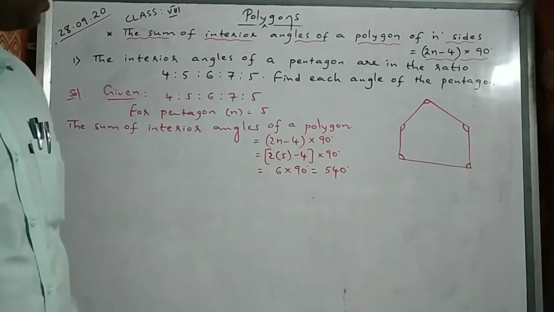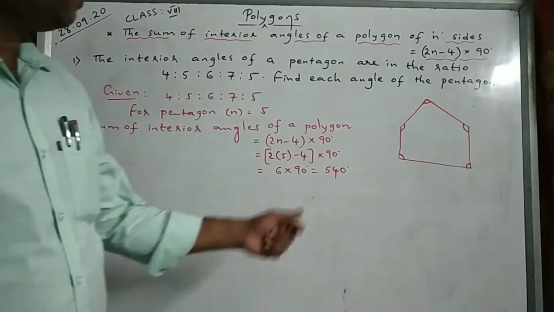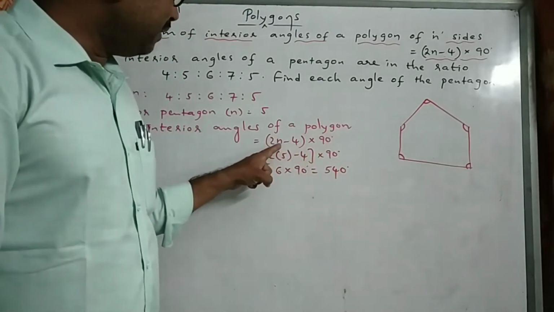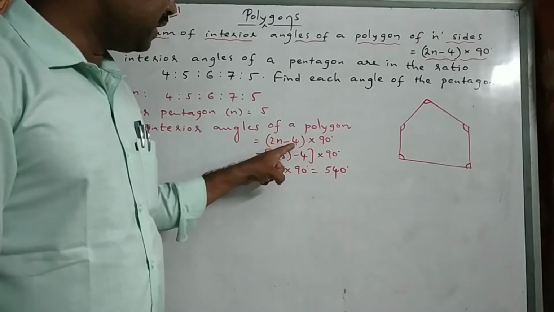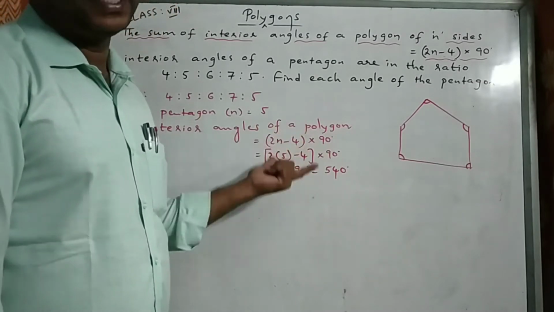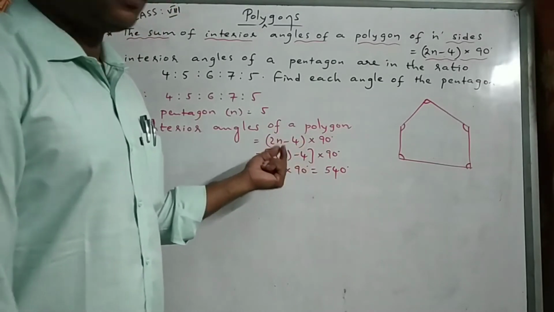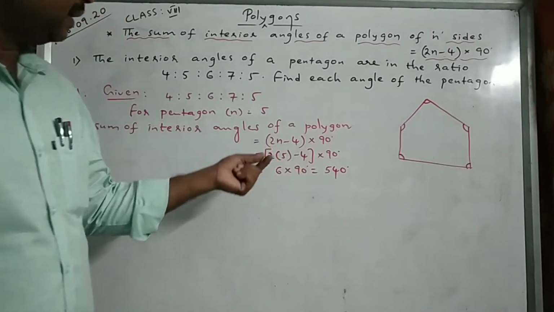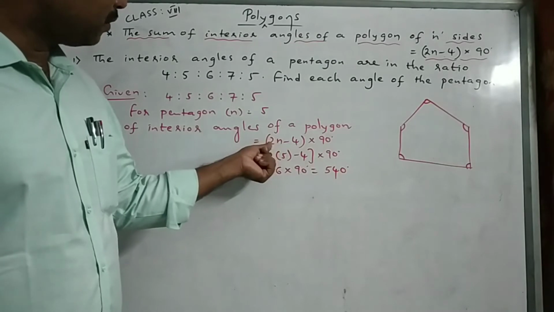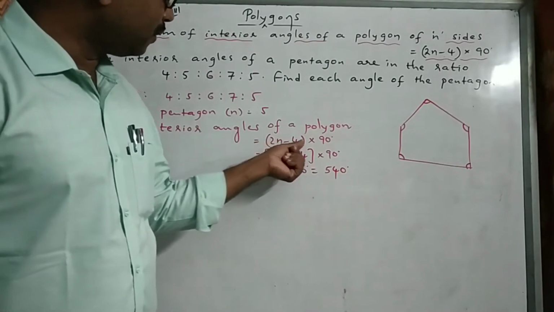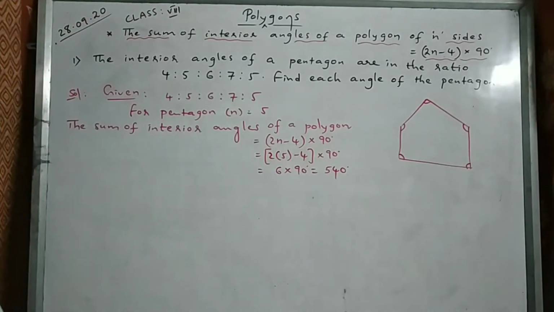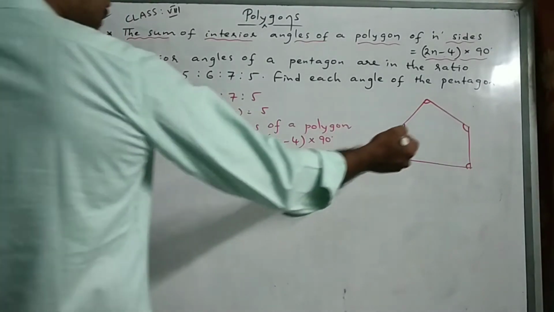540. Okay. Suppose if you want to find the sum of interior angles of a triangle, put n value 3. 2 threes are 6 minus 4, 2. 2 into 90, 180. We know that. For a quadrilateral, put in the place of n 4. 2 fours are 8 minus 4, 4 into 90, 360. Is that right? Yeah.